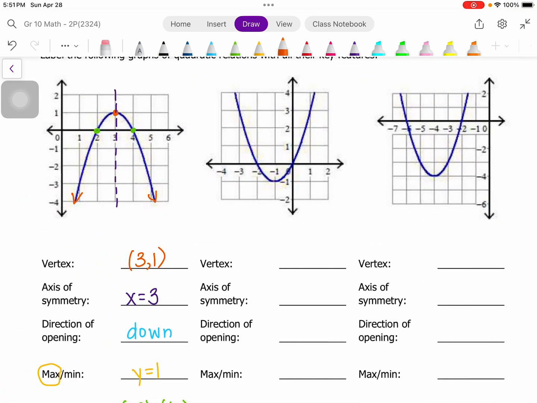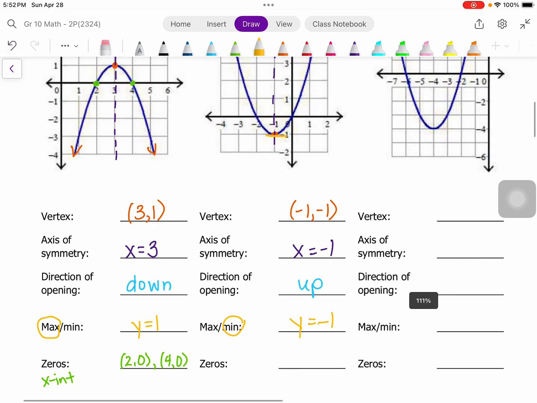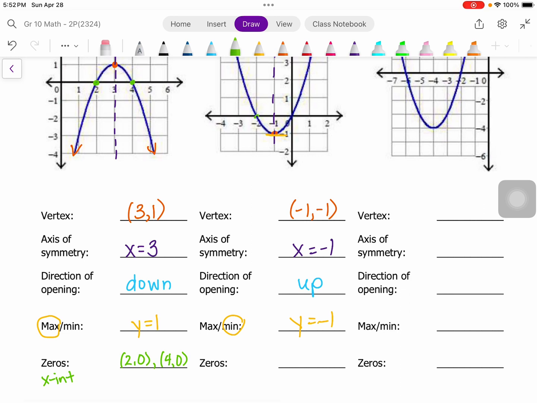So over here, our vertex is at -1, -1. Our axis of symmetry happens here when x is equal to -1. This parabola opens up. The max or min here, we have a minimum value, and that happens when y is equal to -1. And our zeros occur here at -2, 0 and 0, 0.